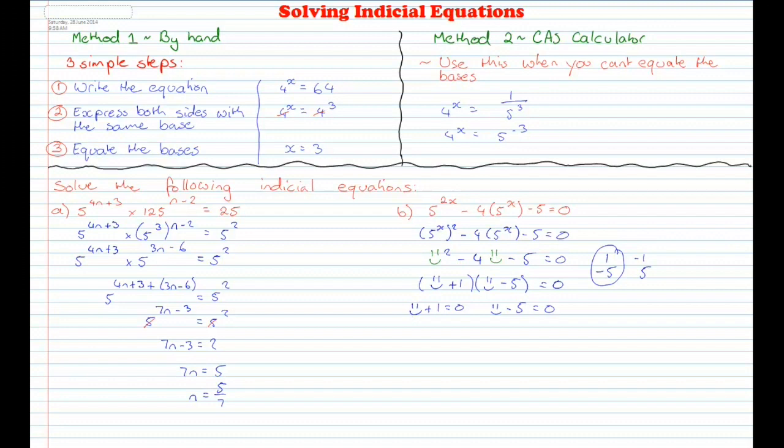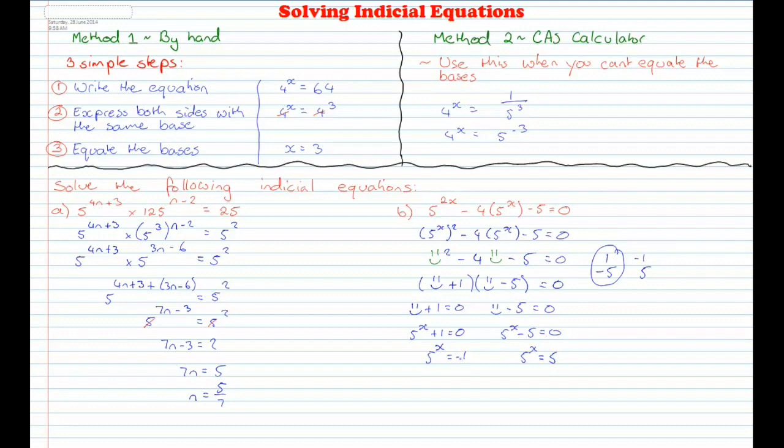So we knew that 5 to the power of x was equal to smiley face, so therefore 5 to the power of x plus 1 is equal to 0, and 5 to the power of x minus 5 is equal to 0. Now if I've got 5 to the power of x plus 1 is equal to 0, what I need to do is go 5 to the power of x is equal to negative 1, and 5 to the power of x is going to be equal to 5 when I add 5 to both sides. Now let's try and equate the powers.